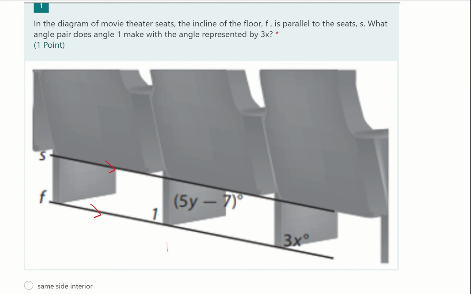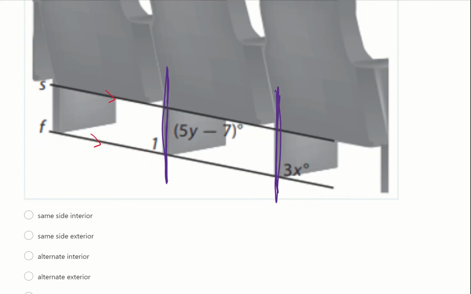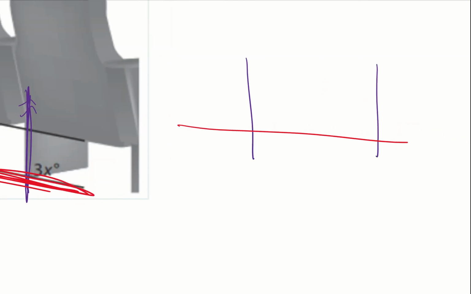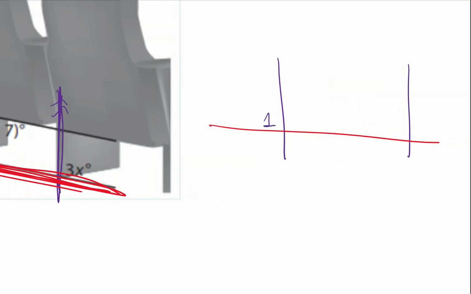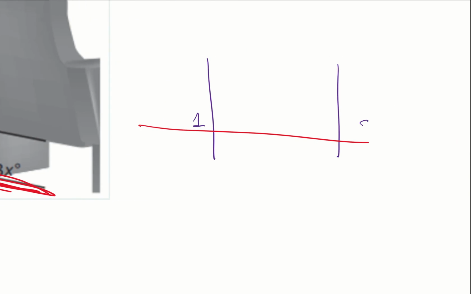Now, it's also good to note here that these seats are parallel. And so these two lines are also parallel to each other. And so if we just focus on them for a second and then focus on this line, think of this red line as the transversal. Then clearly let's focus on that. And I'll just focus on that diagram here. We have that, and then we have this transversal, right? We have here angle 1, and we have angle 3x.